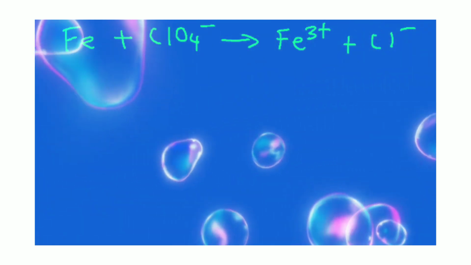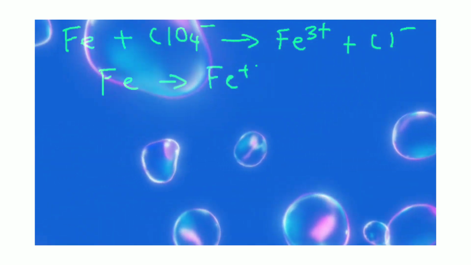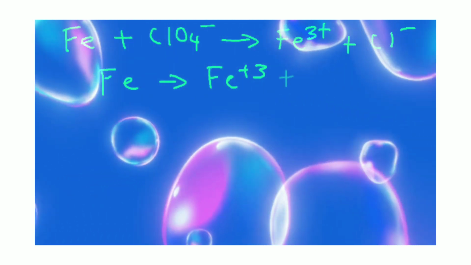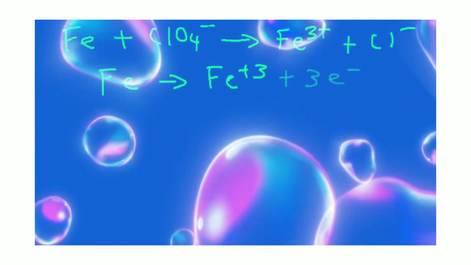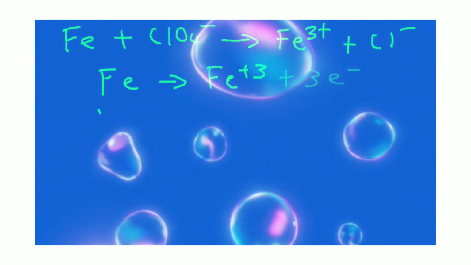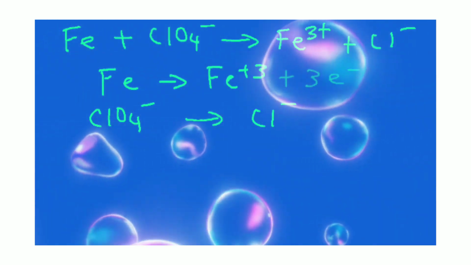So what we're going to do first is balance it under acidic conditions. Let's start with Fe. Fe turns into Fe 3 plus, and we need to add 3 electrons to the right side to balance the charge. So we're done with that half reaction. Now let's start with the next half reaction. Perchlorate is going to turn into chloride.